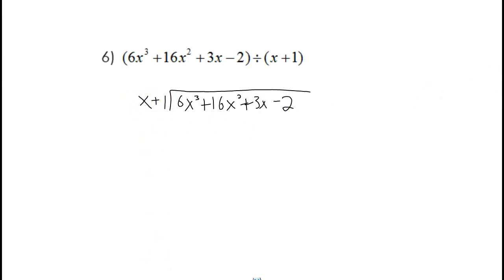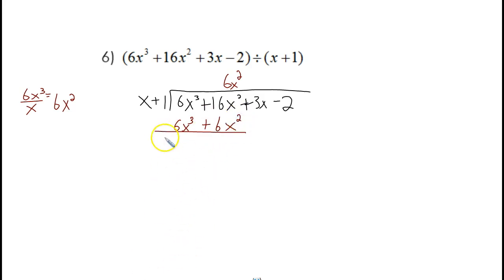Now, x goes into 6x cubed 6x squared times, and I'm going to put that right here above the x squared part. I know because x goes into x cubed x squared times, and if I come off to the side, I can divide this off to the side. If you're just kind of learning how to do this, you might want to do this every time. 6x squared times x is 6x to the third. 6x squared times 1 is plus 6x squared.